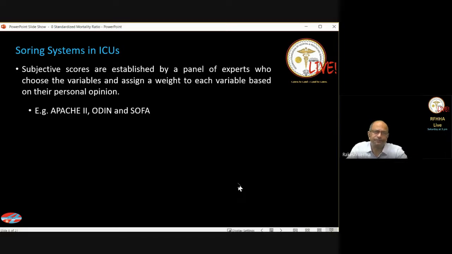So now let's look at the scoring systems. In brief, I am not going to cover them, neither is it necessary in a forum like this. We just need to know that such a thing exists.